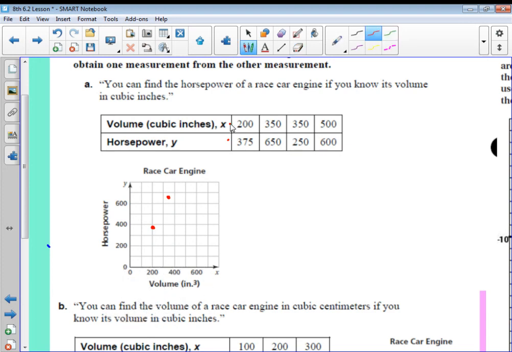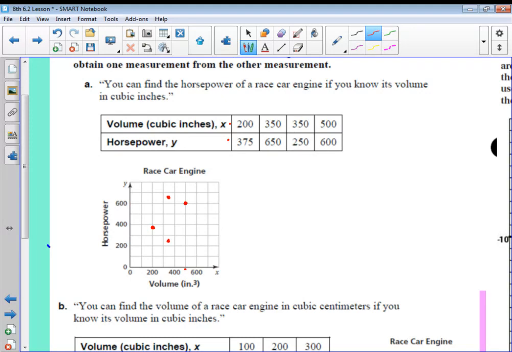Then I'm going to do 350 and 250. So 350 in the middle of the box in front of 400, and up to 250 would be right here. And then over to 500, which is this line here, and up to 600 would be right there.